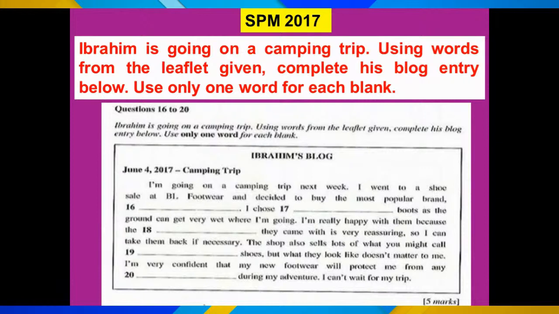Ibrahim is going on a camping trip. Question: using words from the leaflet given, complete his blog entry below. 2019 email, 2018 conversation, 2017 blog entry. So it shows that a variety of forms can be asked, right?